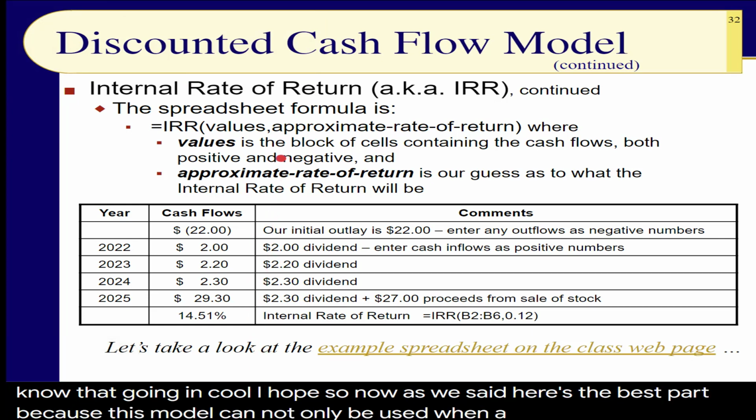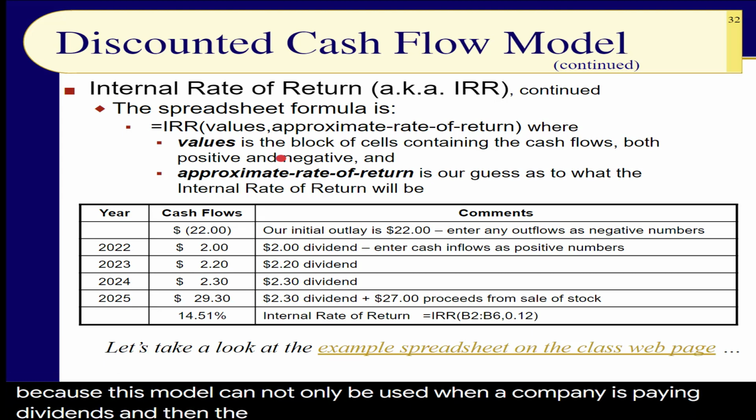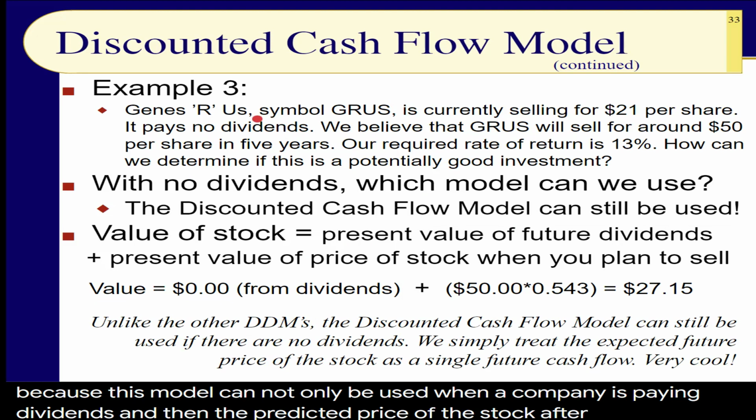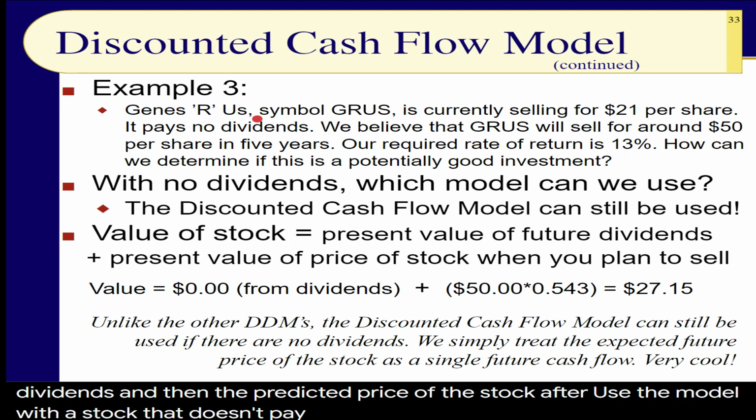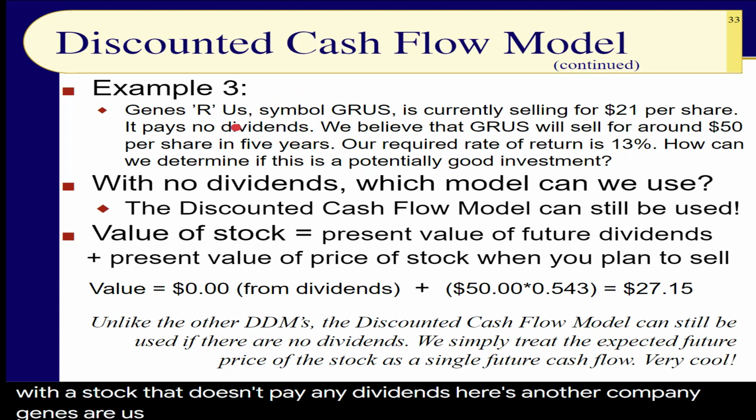Now, as we said, here's the best part, because this model can not only be used when a company is paying dividends and then the predicted price of the stock after 3, 4, 5 years. We can also use the model with a stock that doesn't pay any dividends. Here's another company, Genes or Us.